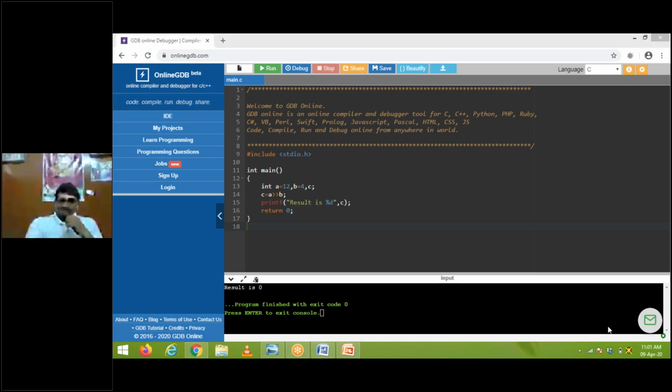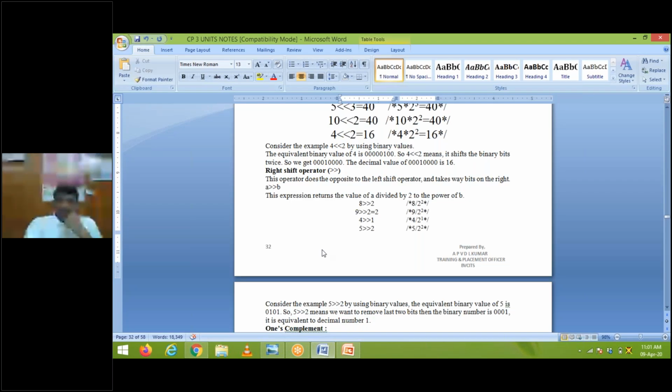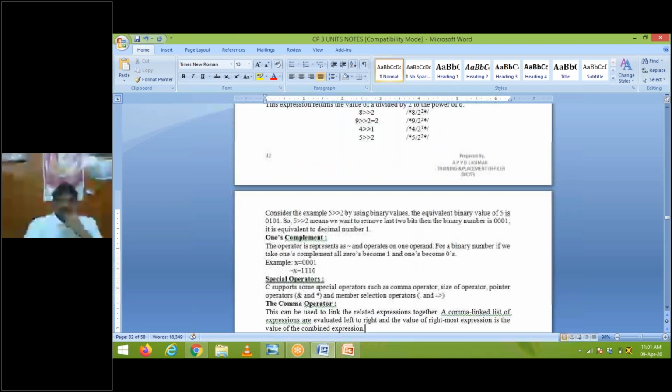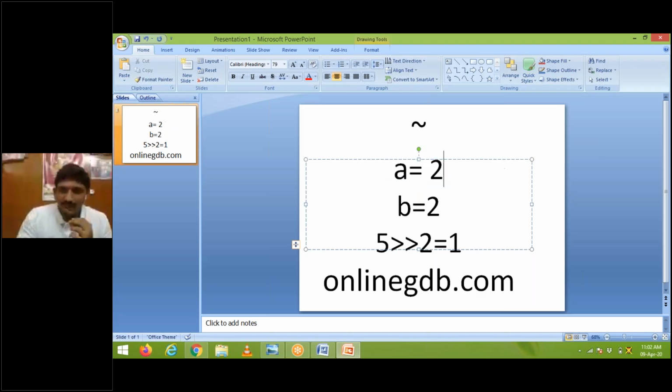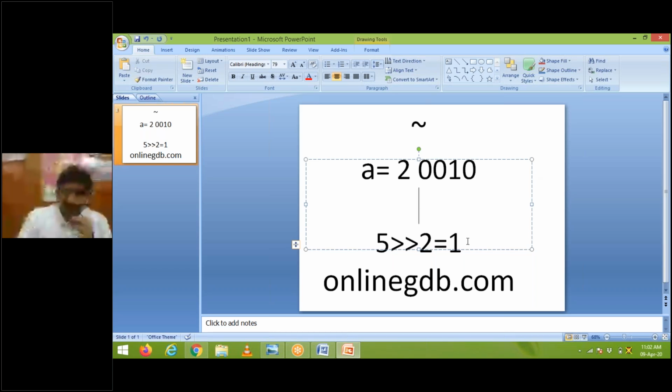Any more doubts so far? Okay. The last one is one's complement. This is very easy. I already discussed it in earlier classes also. One's complement, the symbol is very easy. This is the symbol for one's complement. For example, if I am giving a value 2, the value is 0 0 1 0. There is no other operator, this is the only operator.